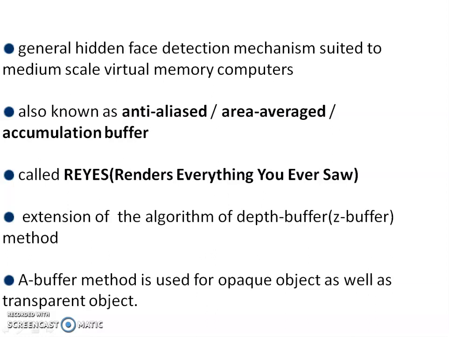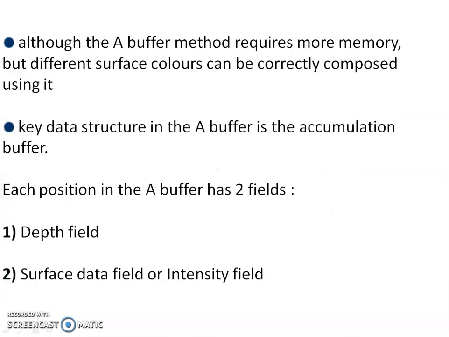A drawback found in the depth buffer method is that it can find only one visible surface at each pixel position. It deals with only opaque surfaces, that is non-transparent surfaces. But the A-buffer method expands the Z-buffer so that each position in the buffer refers to a linked list of surfaces. Although the A-buffer method requires more memory, different surface colors can be correctly composed using an A-buffer.